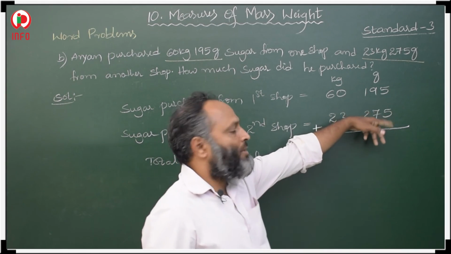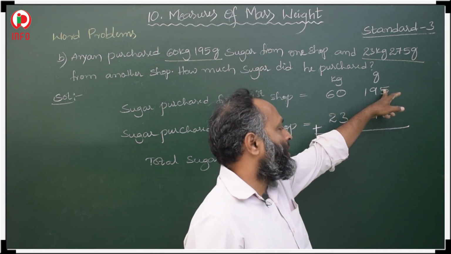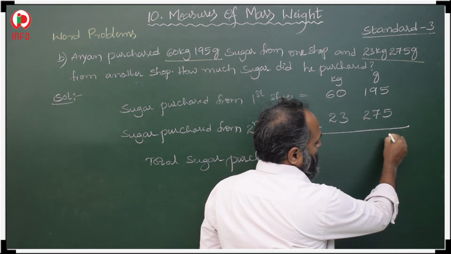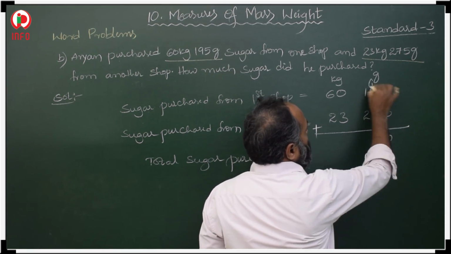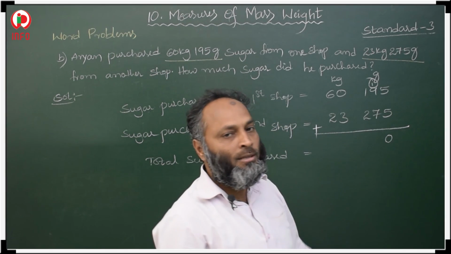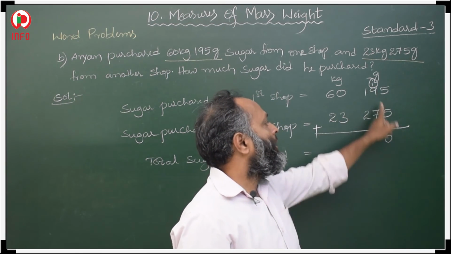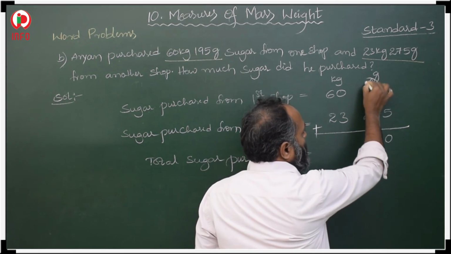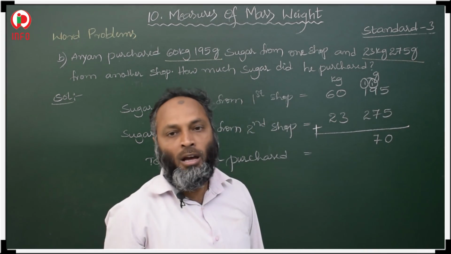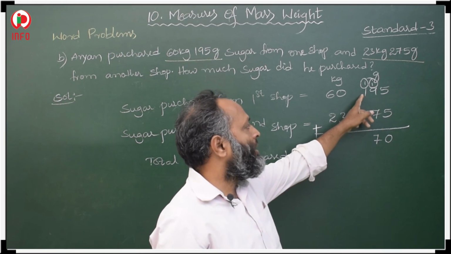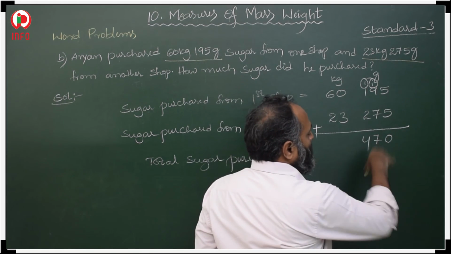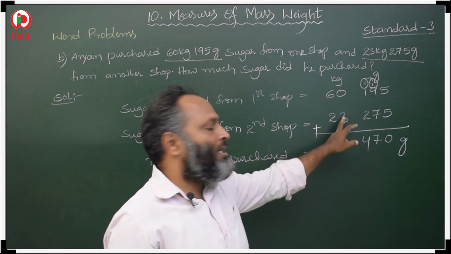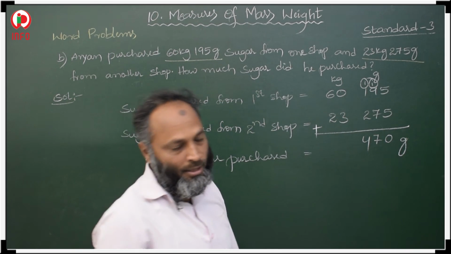So here in grams, extreme right digit, we have to add unit digits. 5 plus 5 is 10. 10 ones means 1 ten. 0 in ones, and 1 we take as carry over to the tens place. Now 9 plus 1, 10. 10 plus 7, 17. 17 means 7 in tens place, and 1 we take as carry over to the hundreds place. Now 2 plus 1, 3. 3 plus 1, 4. 470 grams.